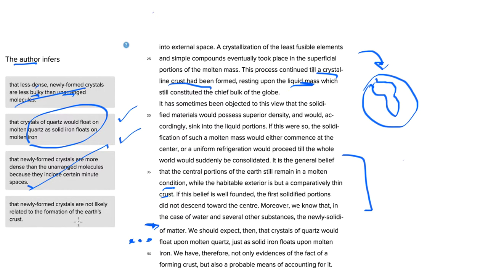That newly formed crystals are not likely related to the formation of the Earth's crust. Well, that would be contradicted by the quotes here on about line 28 or so, and over here following line 35. So the only answer choice you can really back up here is answer choice B.